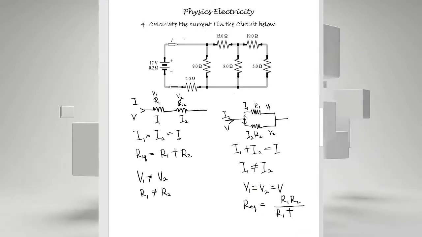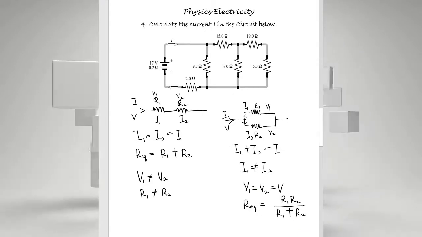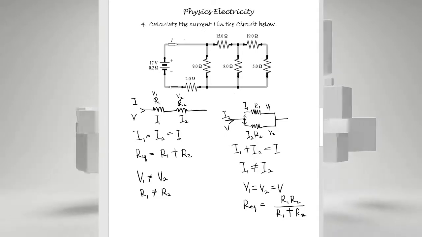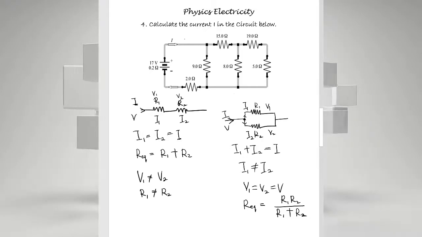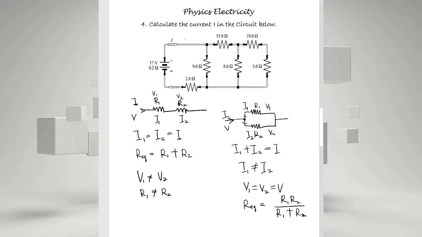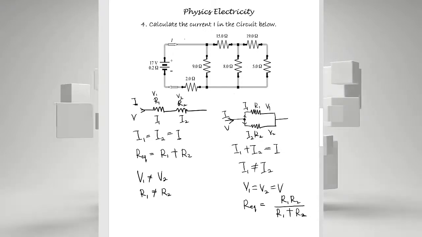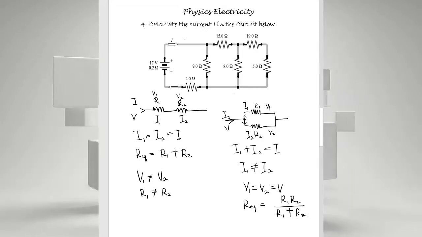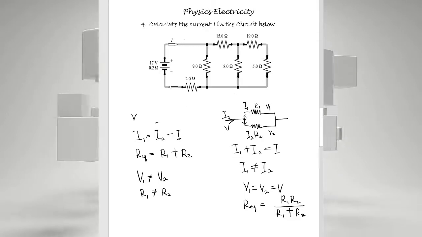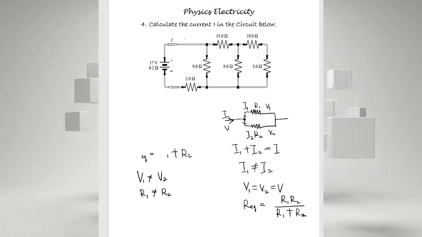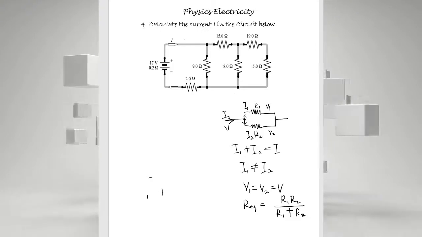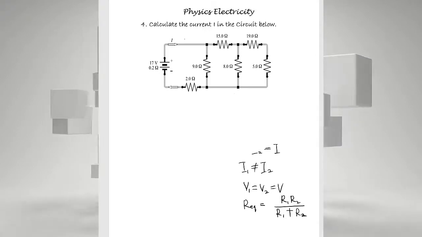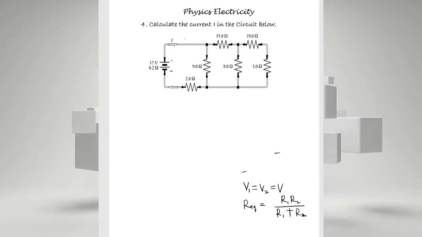So we should take note of this. For series connection, we know that the current is equal, but the voltages are not, except the resistors have equal values. But for parallel connection, the voltages are equal and the currents are not, except we have resistors of equal value. So let's take note of that. We can note that down somewhere, and then we can now go into solving the question on our screen.